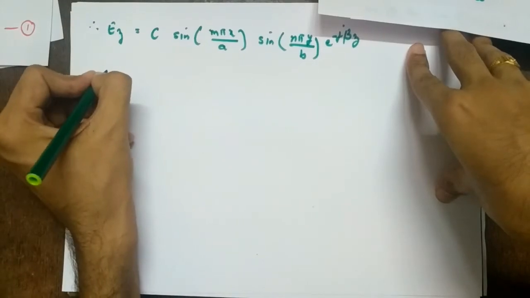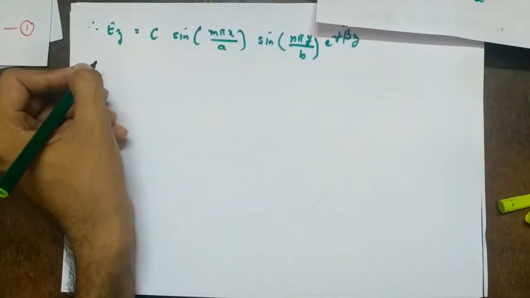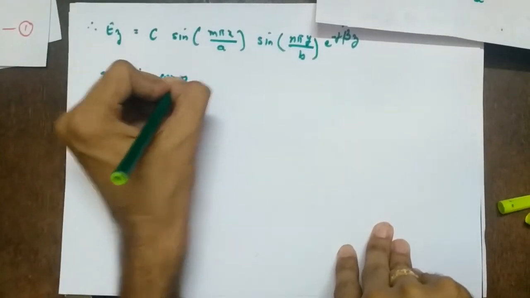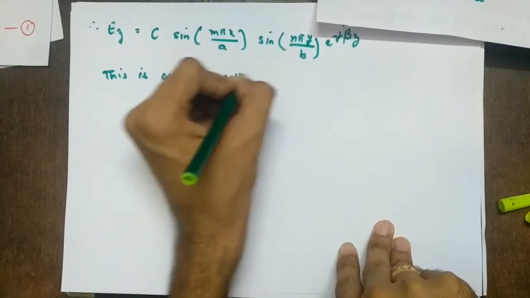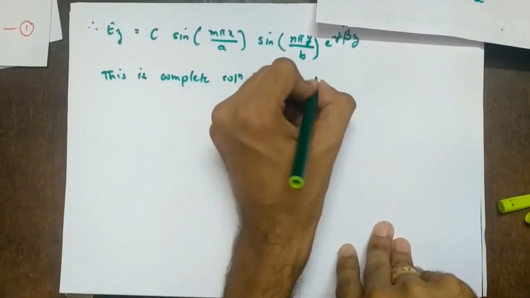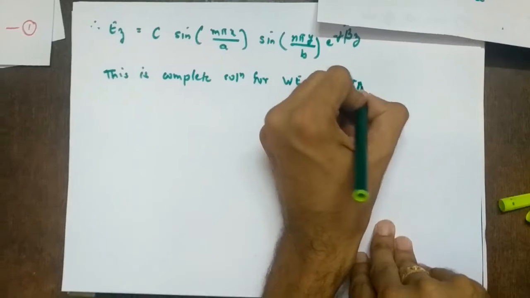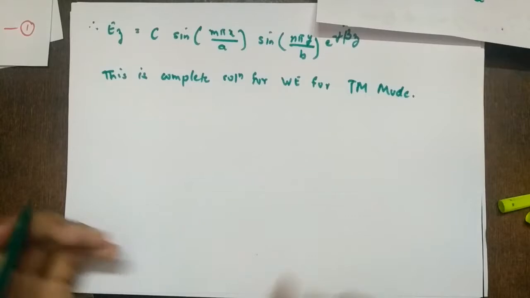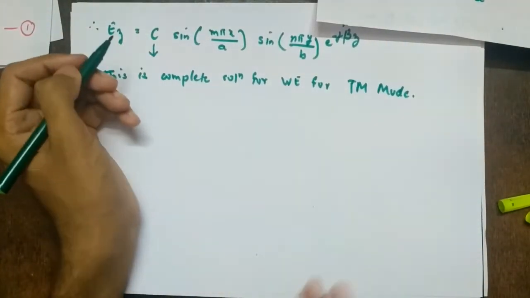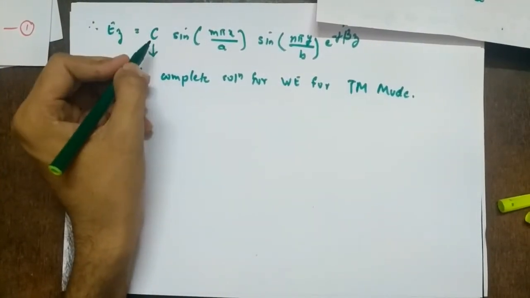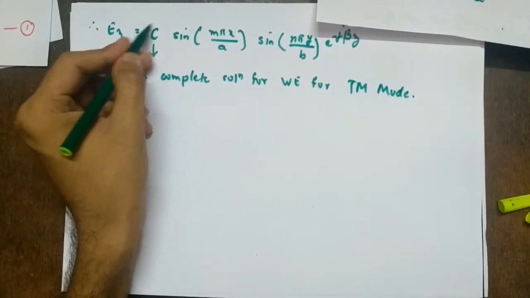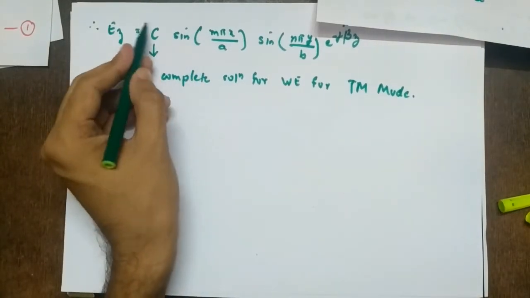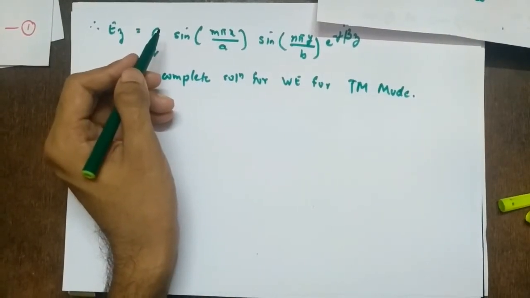So what is this? This is the complete solution of the wave equation for the TM mode. Now you might have a doubt, what about the constant C? We have not determined it. It just represents the amplitude. As we have seen in the antenna course, we are not concerned with the exact value of the amplitude. We are interested in the nature of the equation. In the same way, we are not interested in C.